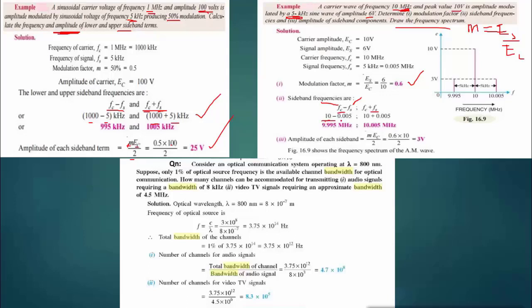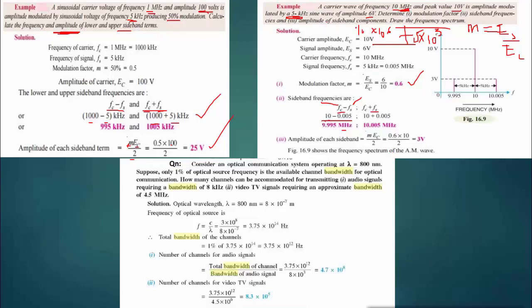That is why what you see here is different. Here they have converted to mega, that is why it has become like this; the units should remain in mega. But otherwise you can just put 10 mega in your calculator. 10 mega is 10 power 6 minus 5 kilo, which is 5 times 10 power 3. So you get the lower sideband. If you add, you get the upper sideband. Just be careful with the units.